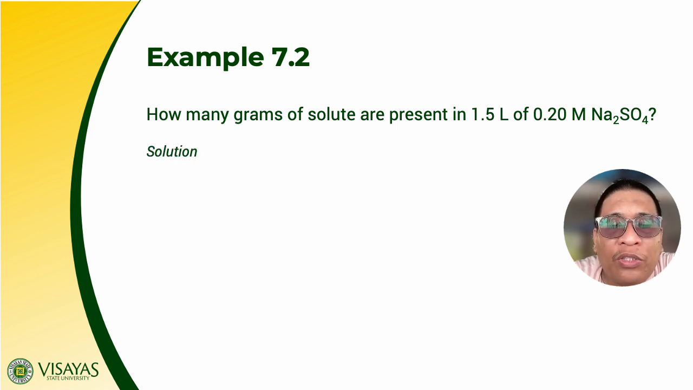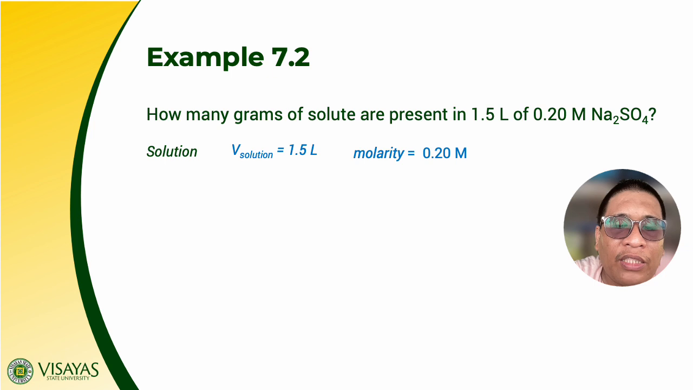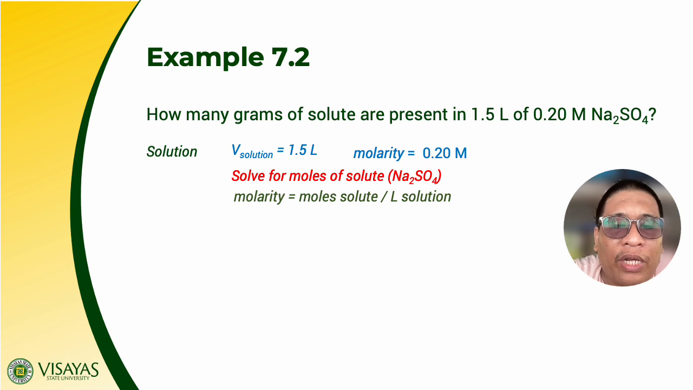So before that, we need to solve first the number of moles, which is from the given, we have volume of solution 1.5 liters and molarity, that is 0.2 molar. So to solve for moles of sodium sulfate, or the solute, that's molarity is equal to mole of solute per liter solution. Rearranging, we can solve for moles of solute is equal to molarity times liter of solution.